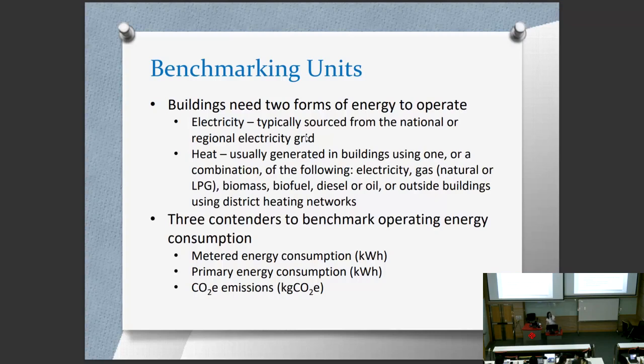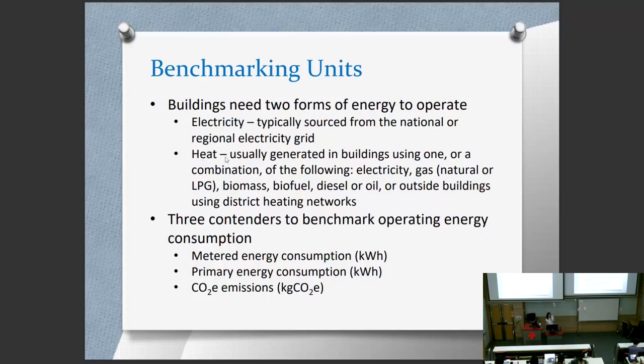Another kind of power, not too often in Hong Kong, but in the UK or in Europe, is heating, the heating system. They need electricity, maybe for lighting, for the equipment, and for other small power. At the same time, they also need heat, because in the UK they need heating, especially in the winter, and they have a long winter.